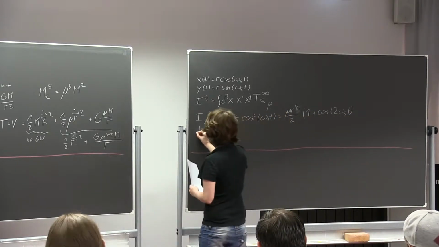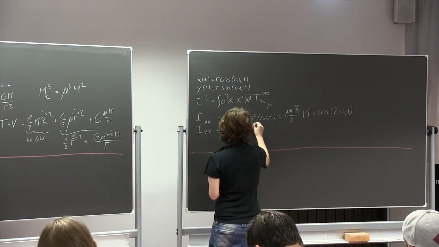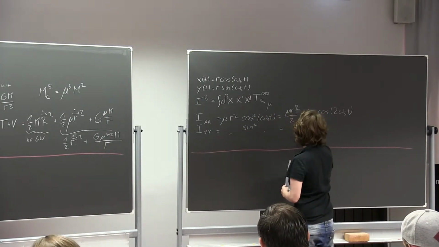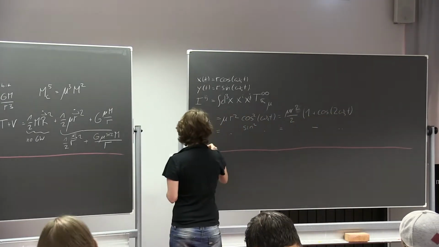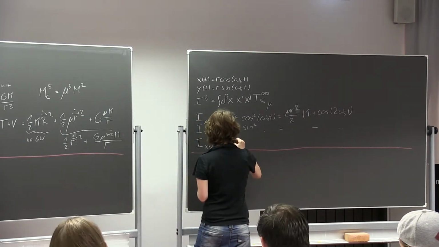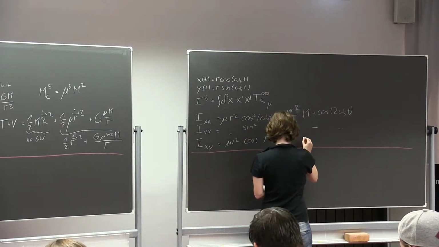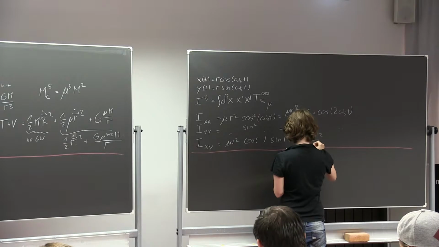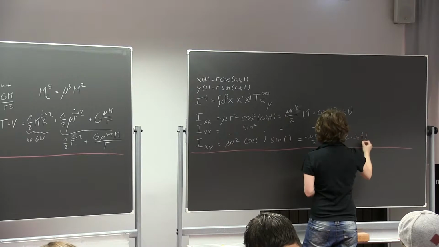Then we need I yy, which is the same thing with a sine, which means that here it's the same thing, just with a minus sign. And the last one is I xy. So mu r squared, there's a cosine, there's a sine. So that is just minus mu r squared over 2 sine of 2 omega t.